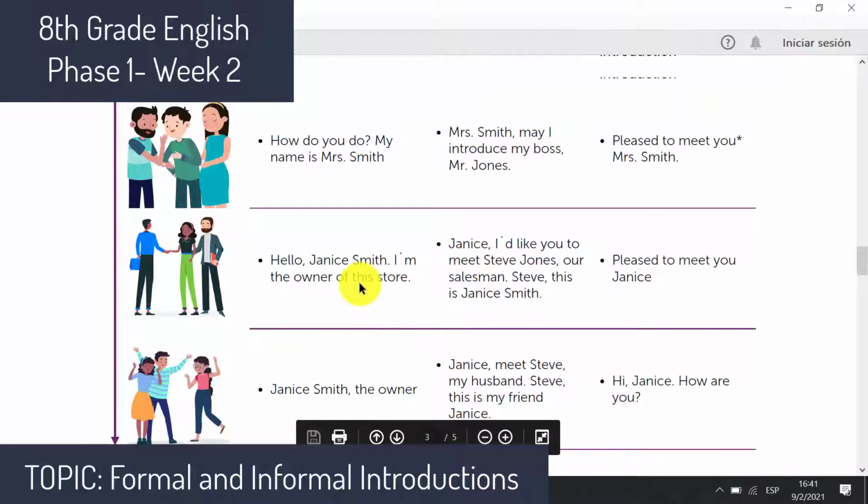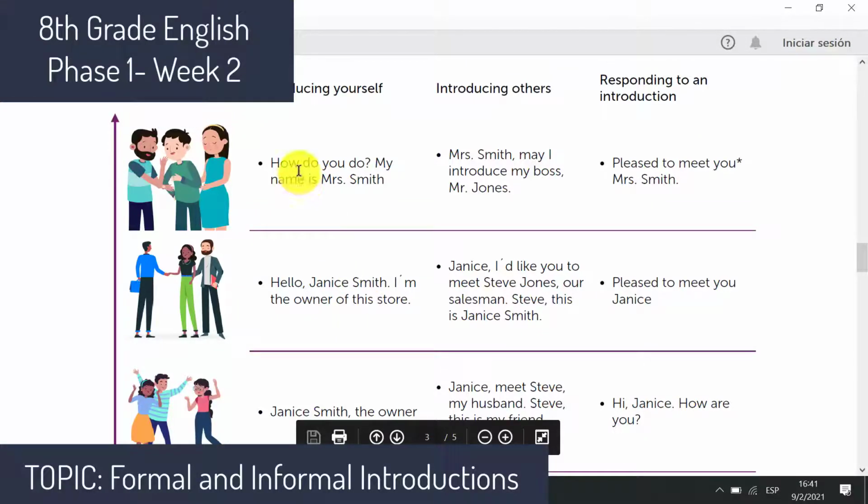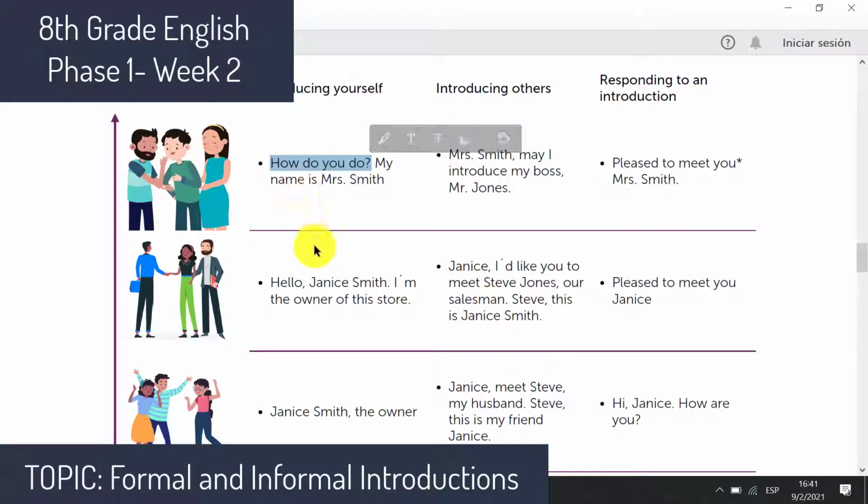So, let's take a look at the different expressions, ¿ok? Vamos a ver las expresiones para introduce yourself, presentarte a ti mismo. Listen and repeat, please. How do you do? How do you do? How do you do? ¿Qué tal? How do you do? My name is Mrs. Smith. How do you do? My name is Mrs. Smith. Pay attention. Mrs. Smith.